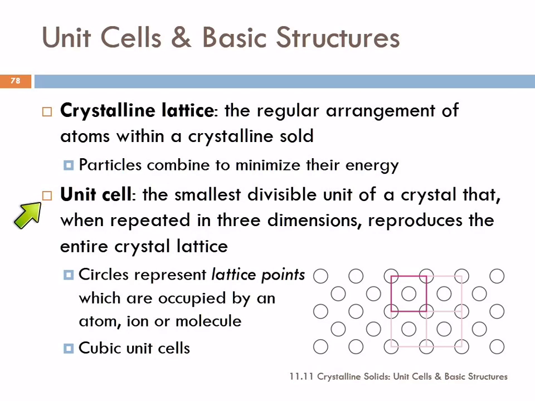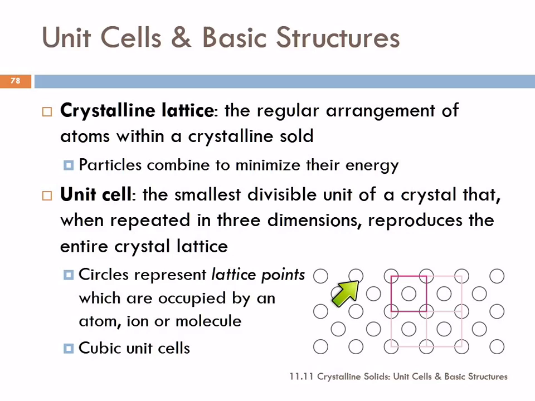A unit cell is the smallest divisible unit of a crystal that, when you repeat it in 3 dimensions, reproduces the entire crystal lattice. So in this arrangement, the unit cell is shown here. If I take this pink triangle, that's not a triangle, that's a square. I just failed kindergarten geometry. If we take this square and repeat it over and over and over again, we will get the arrangement, and that's what we're looking for.